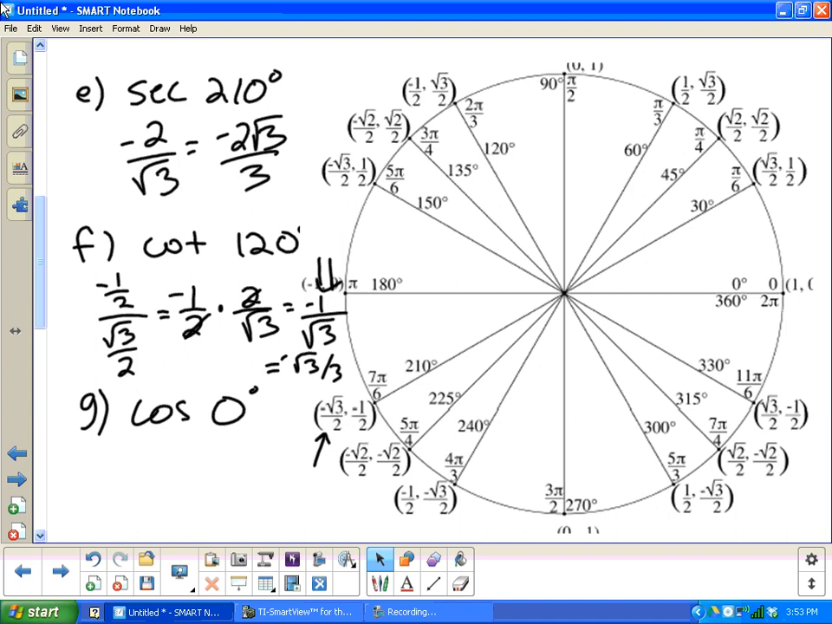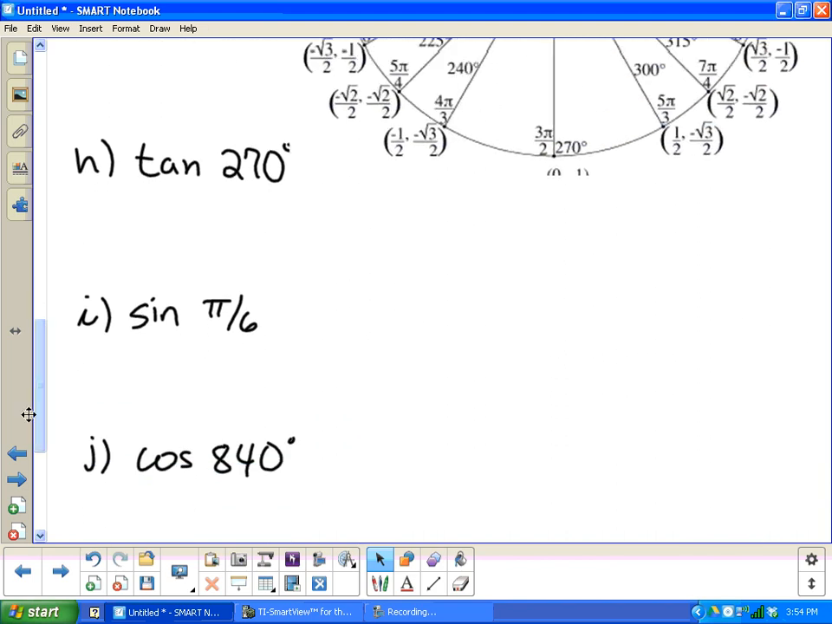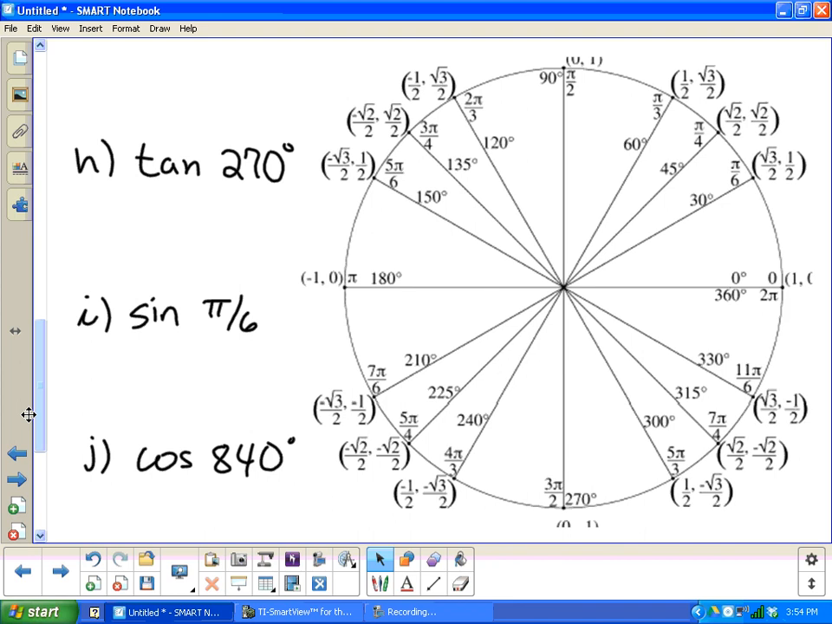All right, letter G, cosine of 0 there. So at 0, the cosine is the x-coordinate, which is just 1 there. Let's keep going. Let's go down to H. So now we're looking at the tangent of 270 degrees. There's my 270. We're at 0, 1. So recall, tangent is sine over cosine. So sine is 1, cosine is 0, and we get 1 over 0. We can't divide by 0, so that's one that's undefined there.